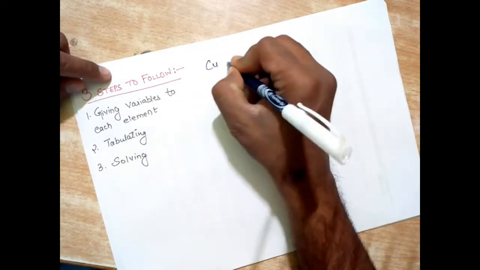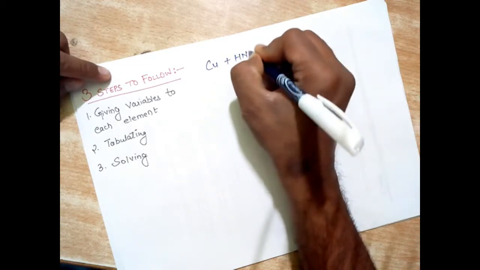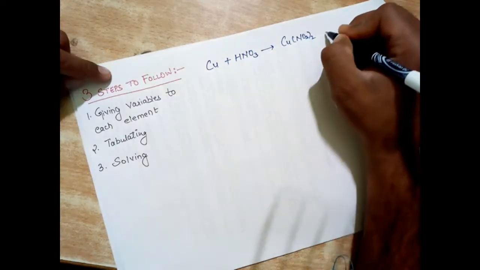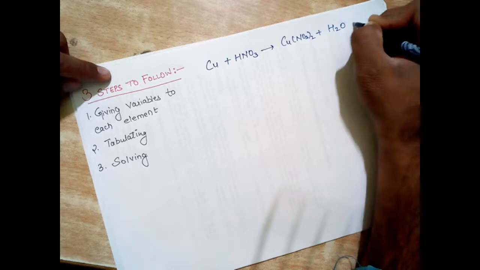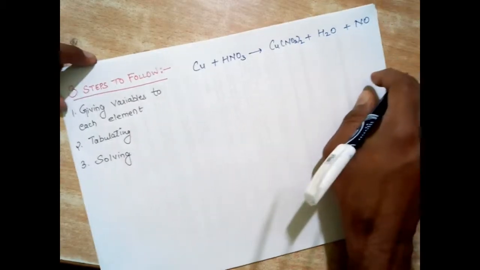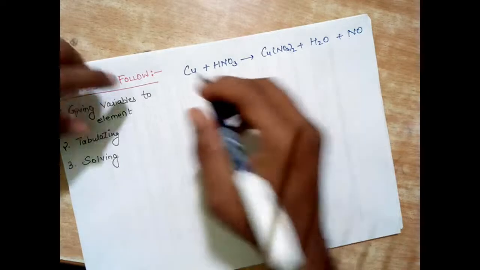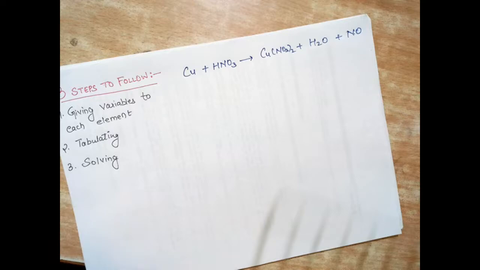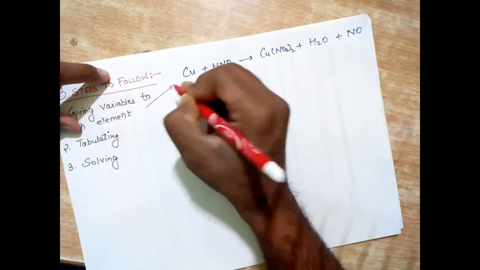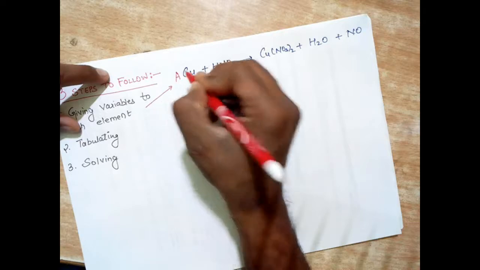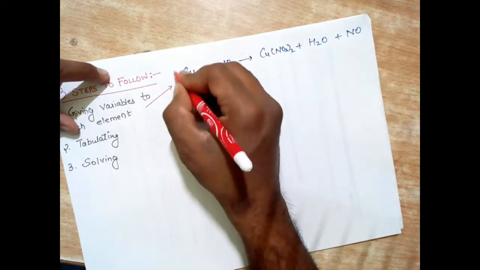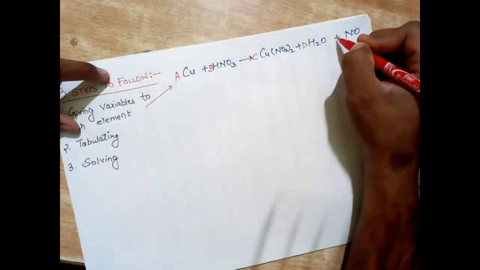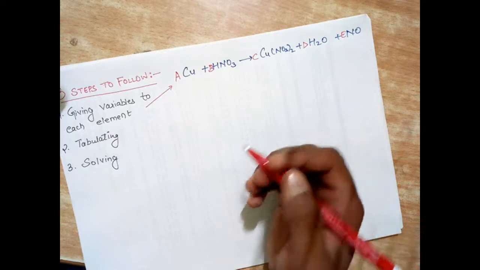So we have copper plus nitric acid, which is giving us copper nitrate, water, and nitric oxide. As we can see, we need to balance this equation. Our first step is going to be giving variables to elements. That means in this step we are going to provide some random variables to each element: A, B to this element, C to this element, D this, and E. This is our first step.